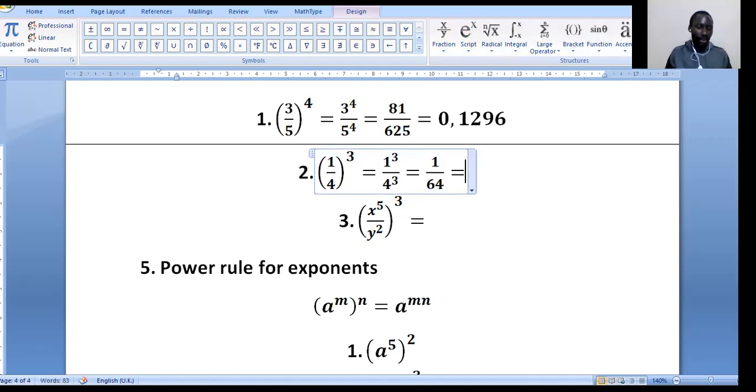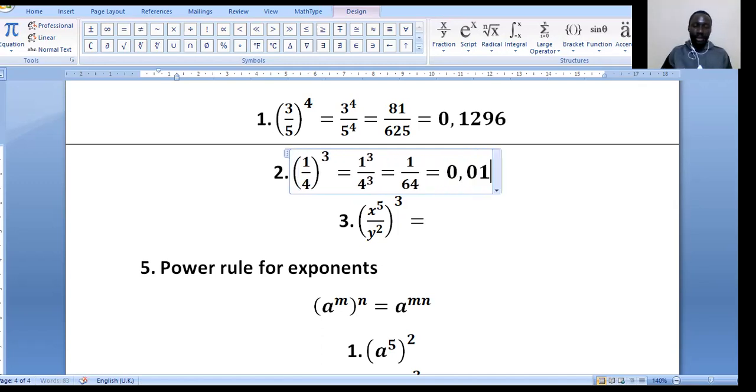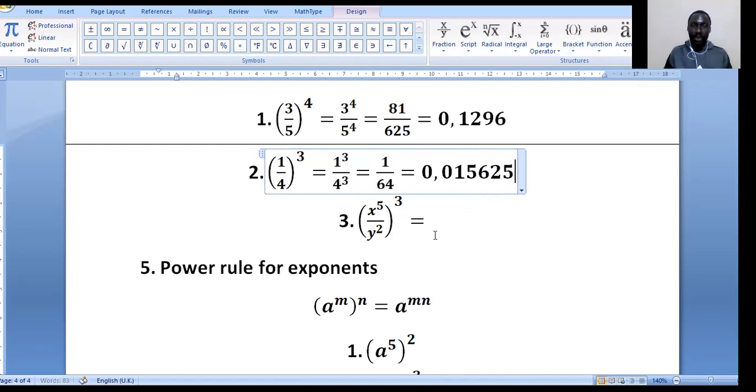Or we could go ahead and find the simplified version of that. That is 1 divided by 64. This gives 0.015625. That's what we get.